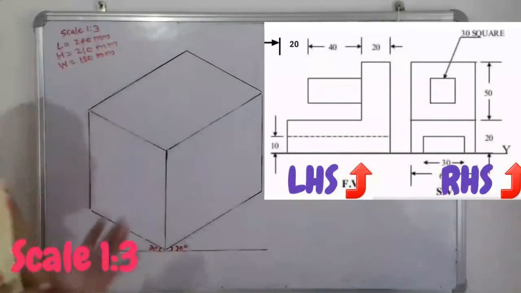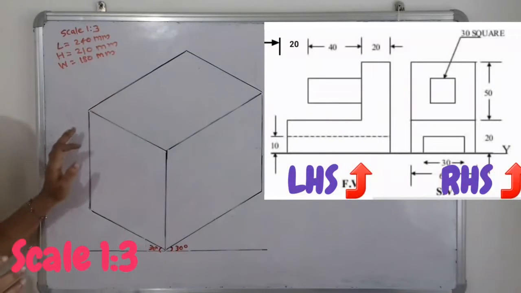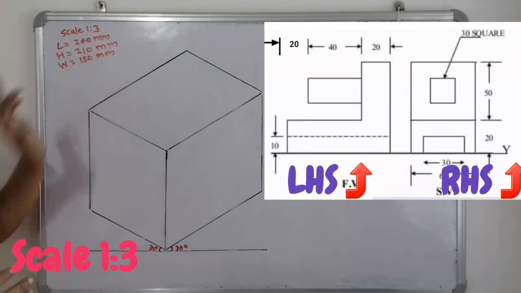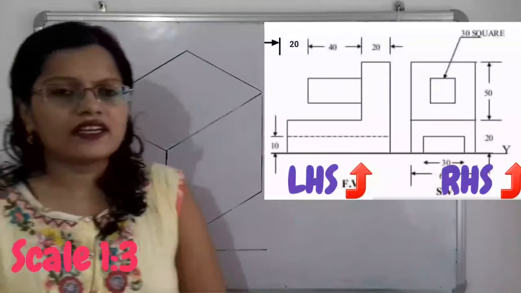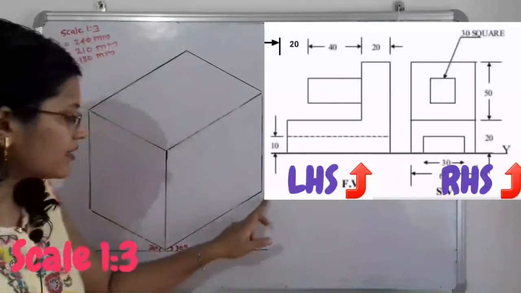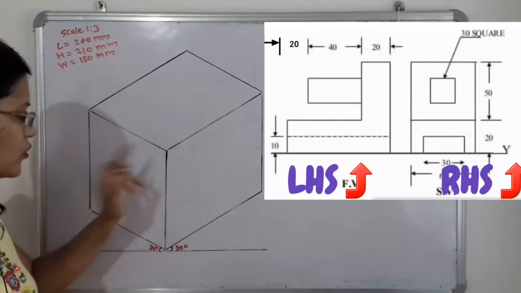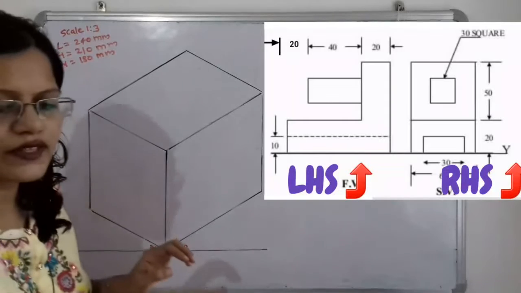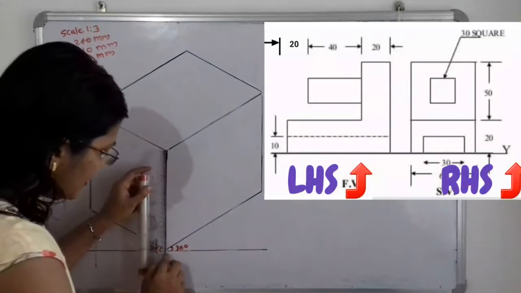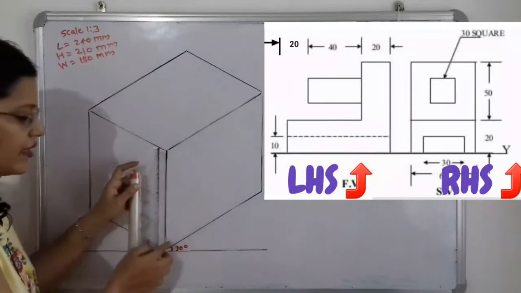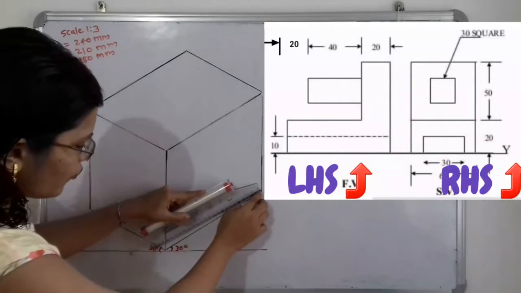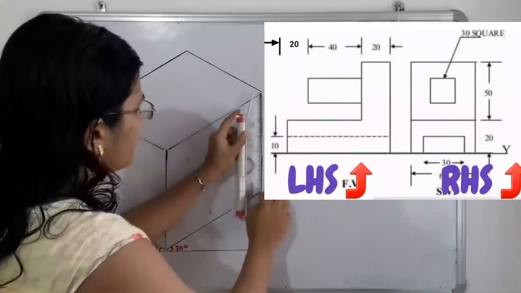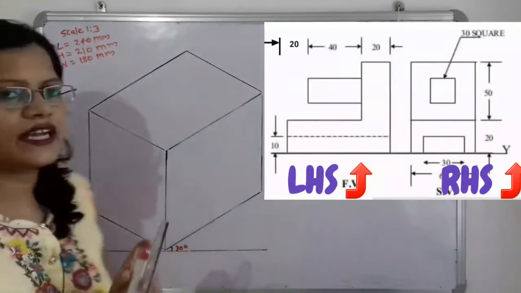So what is the total length? That is 80 into 3, that is 240 millimeter. Height is 70 into 3, that is 210 millimeter, and width is 60 into 3, that is 180 millimeter. Now let us first plot the front view. Here is the total length and here is the total height. With the help of a scale on this vertical line, select the point at 210 millimeter, and for the length, select the point at 240 millimeter, and from this point again draw a vertical line which indicates the height, that is 210 millimeter.